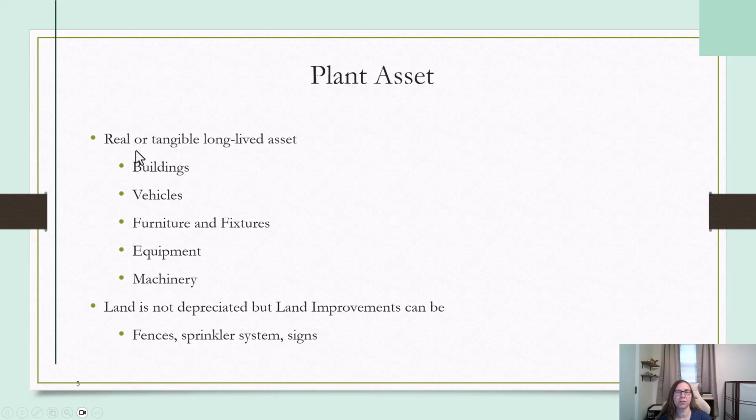A plant asset, if you look up the definition, you're going to see something like this. It's a real or tangible, long-lived asset. Long-lived meaning you're using it in the business, something that's going to last a year or more, typically. Things like buildings, vehicles, furniture and fixtures, equipment, machinery. Land is considered an asset, but it's not depreciated. However, you can depreciate something called land improvements, which would be fences, sprinkler systems, signs, and other improvements. And I'll talk about this more when we go more in depth about depreciation at a much later point.